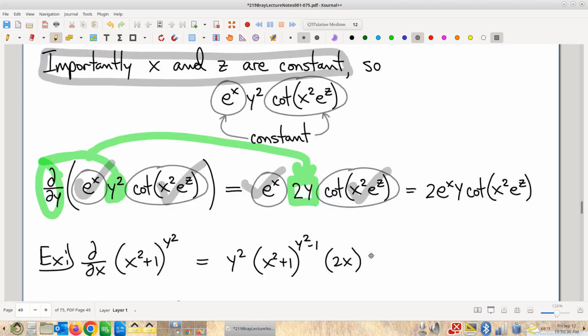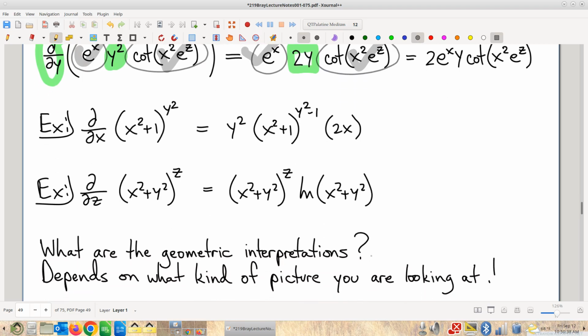All right, couple other examples. Again, let's be quick about this, but it's worth saying. So we're going to take an x partial. We're going to take a partial with respect to x. Cool, that means y is a constant. That means y squared is a constant. That means I have a function to the power of a constant.